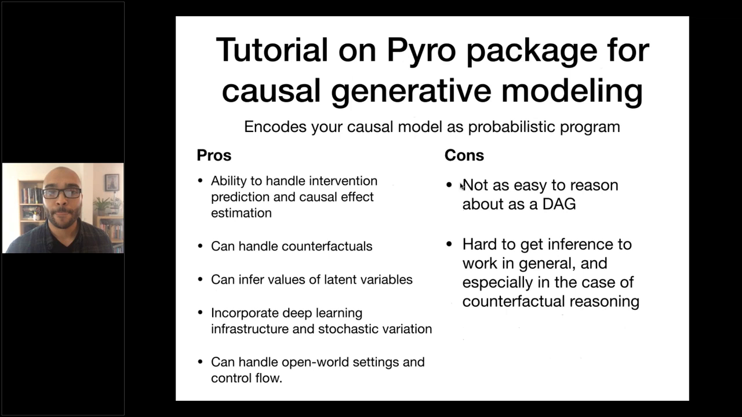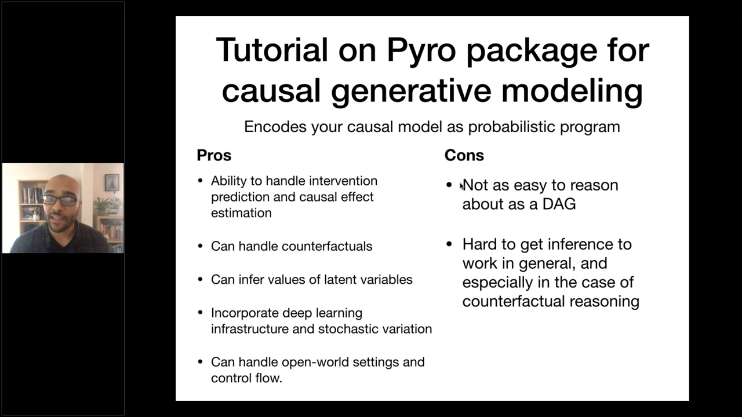I also have a tutorial for you on Pyro, which is a PyTorch-based probabilistic programming language. Since it's based on PyTorch, it has the inference algorithms and the modeling capabilities you'd expect of a deep learning framework. It can again handle interventions and causal effect estimation. It can handle counterfactuals if you code your model in a certain way. It can infer the values of latent variables in your model. It can incorporate deep learning architectures and stochastic variational techniques. And it can also work in open world settings and use control flow, although it can get kind of hinky if you try that.